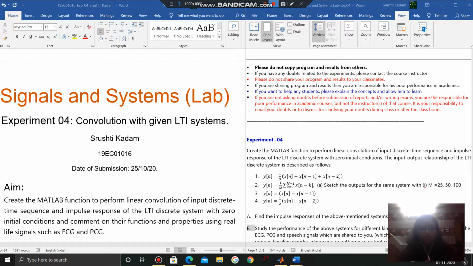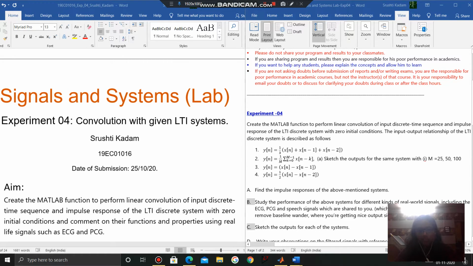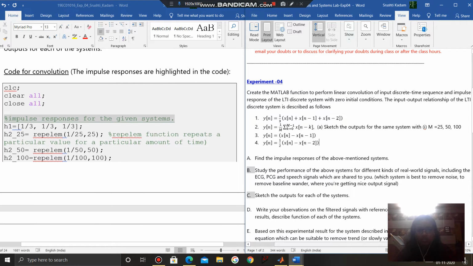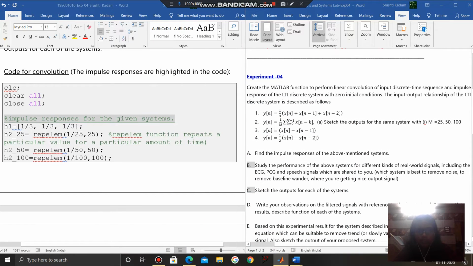Good evening. So today we'll be discussing experiment 4, that is a convolution of given LTI system. We'll be performing linear convolution on certain discrete time sequences, and the signals and the systems are given to us. As you can see, these four over here are our systems, and four signals have been given to us. I'll be using my report since my MATLAB had to be reinstalled.